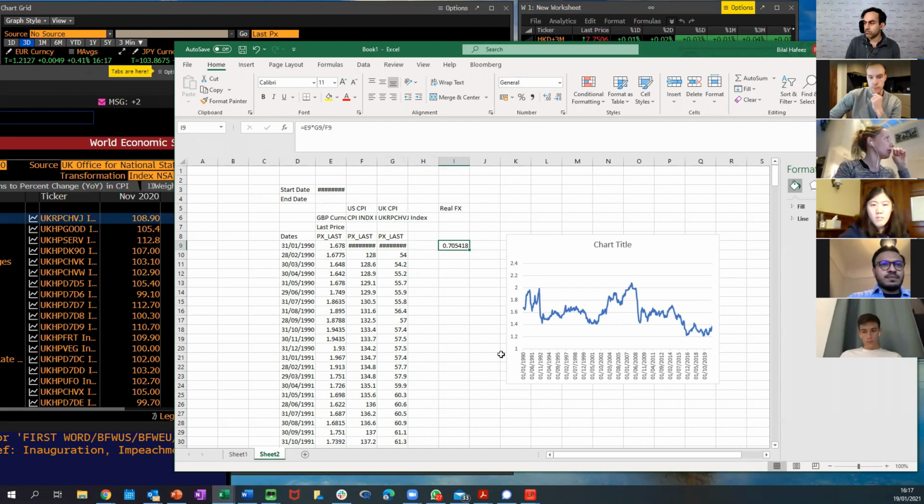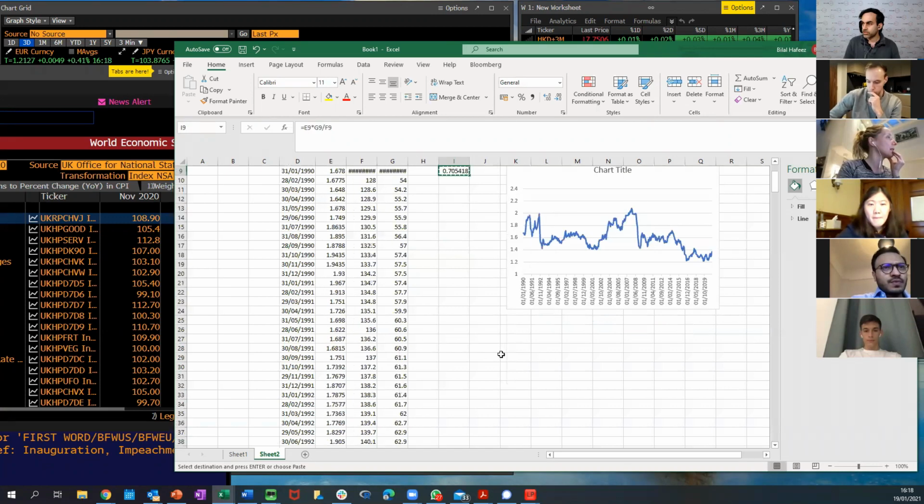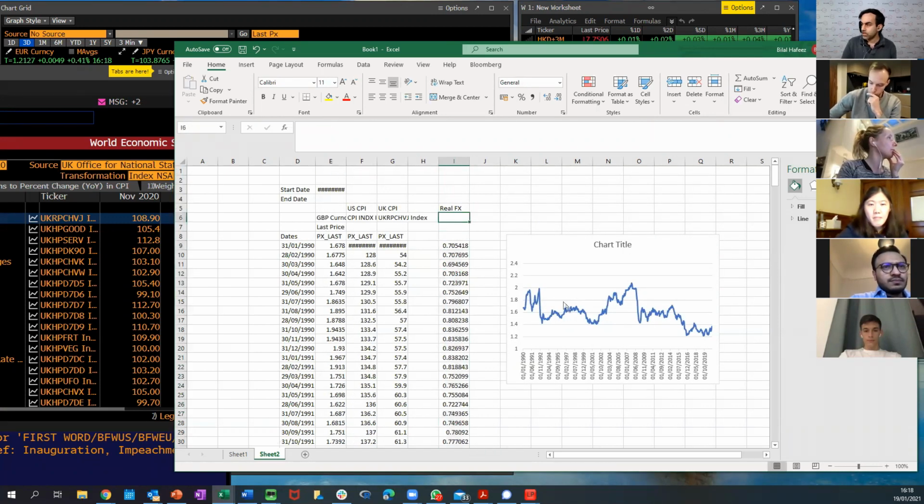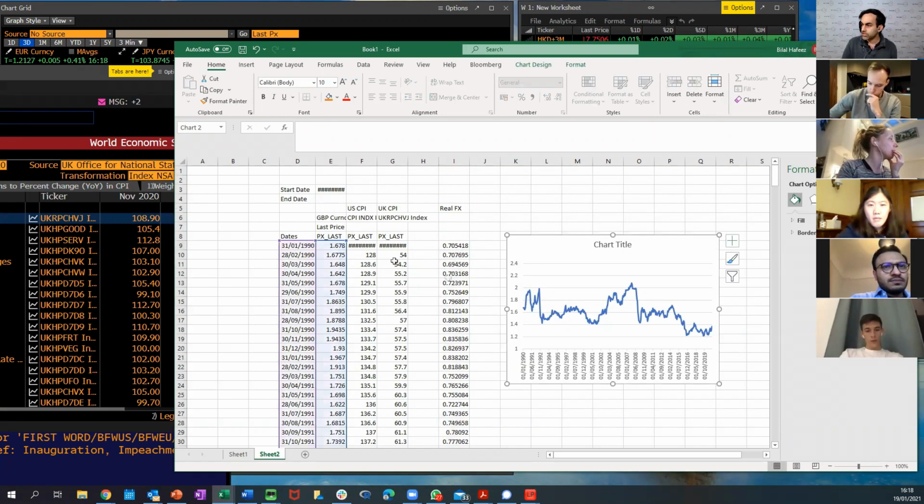So that's why you multiply it by the UK first, because it's cable. So cable goes up, the pound's getting stronger. Inflation goes up, the pound also gets stronger. And you divide it by US, which would have the inverse relationship. So it's just the ratio of the two. So now I'll just add that into my chart.